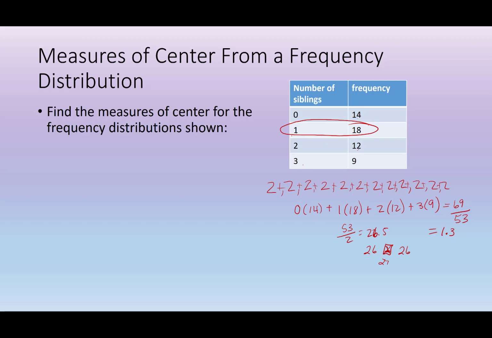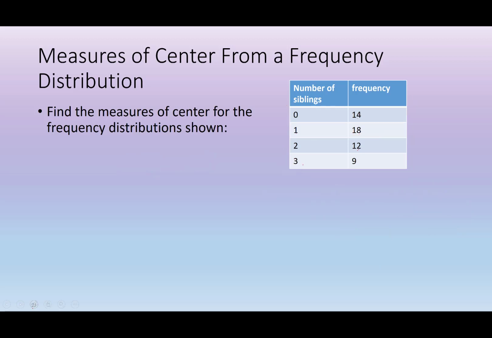And now if I need to do my mid-range, I need to take my maximum value plus my minimum value. Now make sure you're working in the categories, not the frequencies. So my maximum value is a 3. My minimum value was 0. Well, when I do 3 plus 0 divided by 2, I get 1.5. So my mid-range would have been 1.5.